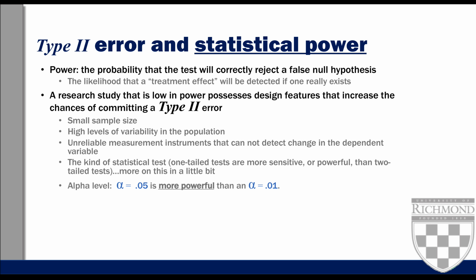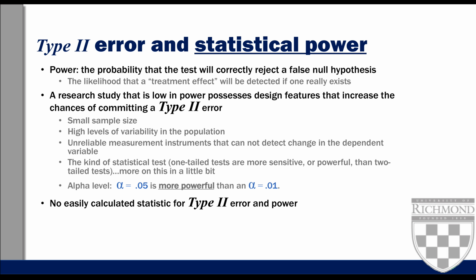We could adjust the alpha level. By convention, alpha equals 0.05, and that is a more powerful test. In other words, we are more likely to reject the null hypothesis than with, say, an alpha of 0.01, when we reduce the size of the region of rejection to just 1% of the area under the curve in the sampling distribution.